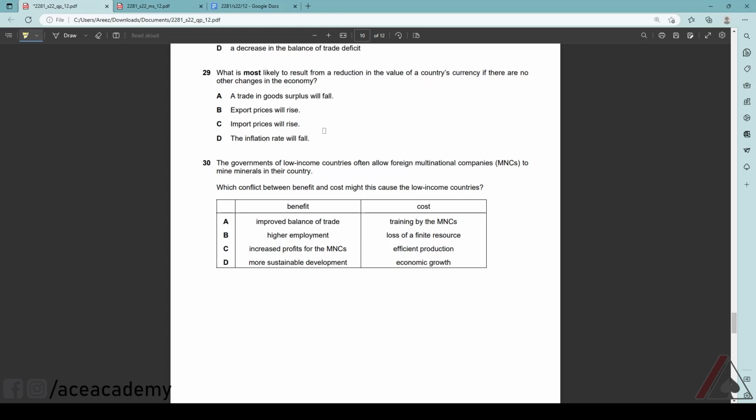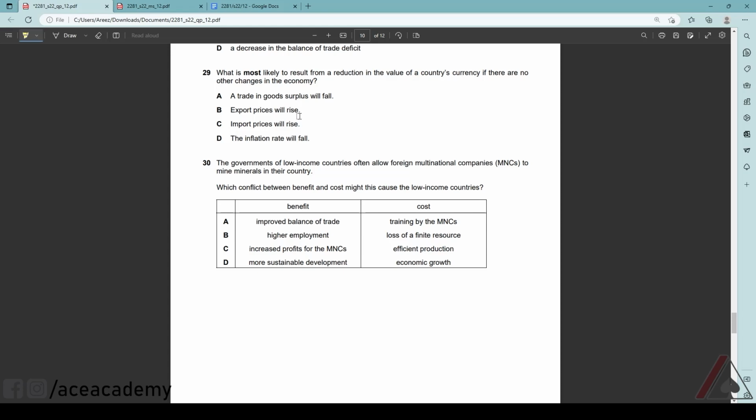Okay, that's first. B is export prices will rise. As I said before, this is also true. Export prices will rise. However, is it the most likely result among all the 4 options that you were given? Number C is import prices will rise. And number D is inflation rate will fall. We know that the inflation rate will not fall. Instead, it will rise because there's a reduction in the country's currency. So D is not the answer, but A, B, and C are all somewhat true.